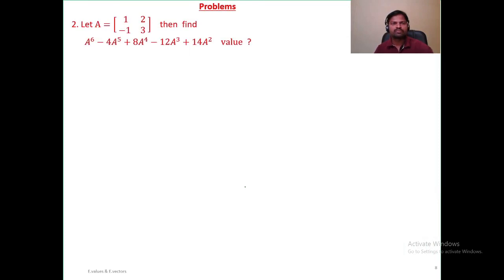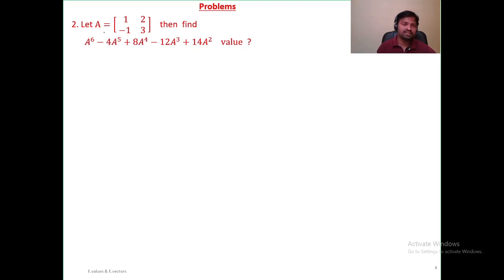Next one, problem number 2. Let a 2 by 2 matrix A be given, then find the value of A power 6 minus 4 times A power 5 plus 8 times A power 4 minus 12A cube plus 14A square. So before proceeding into this problem, you have to understand how to attack the problem. A is given to us, don't compute what A power 6 is. A power 6 can be computed by a scientific calculator easily, but I am asking for manual calculations. It will take a lot of time.